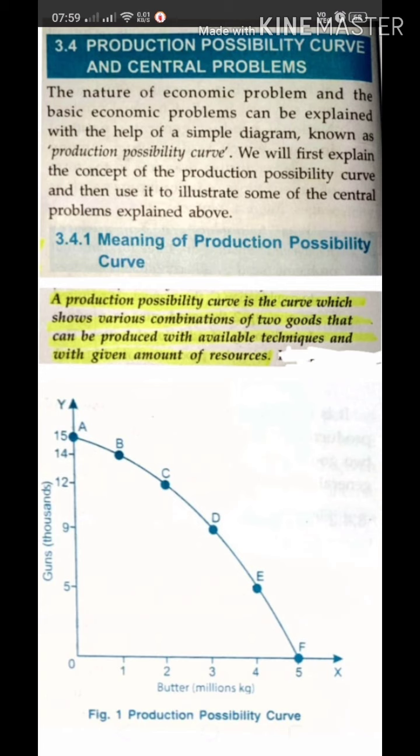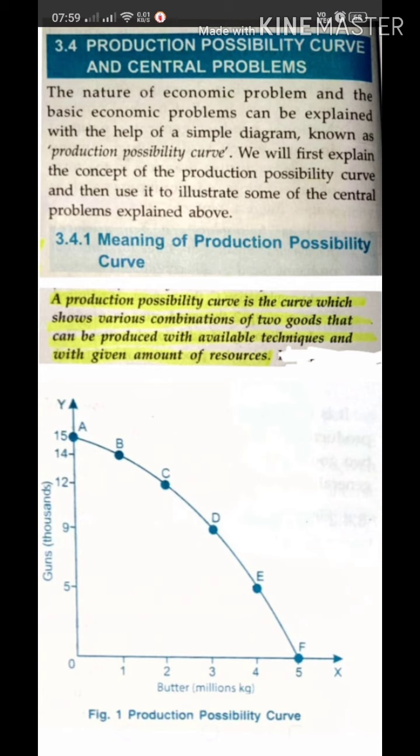Now how many combinations can I make? That means how much I can make furniture and how much I can use for making paper. That division I have to understand, that is, how much I can produce, what my combination of those two goods is with the available resources. Am I clear? Now, assumptions of the production possibility curve.